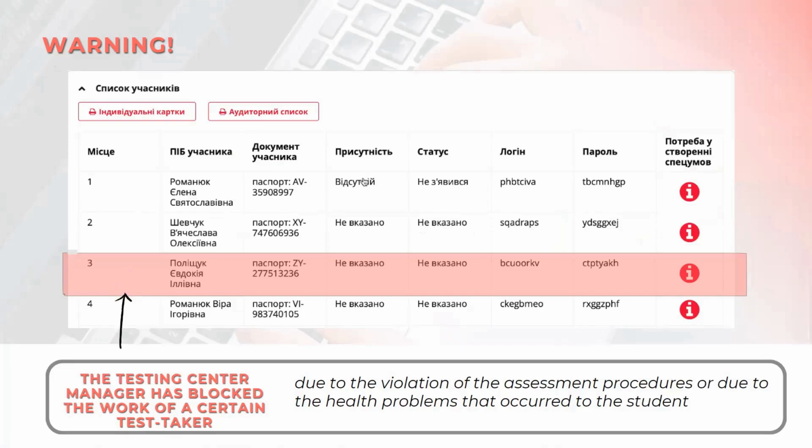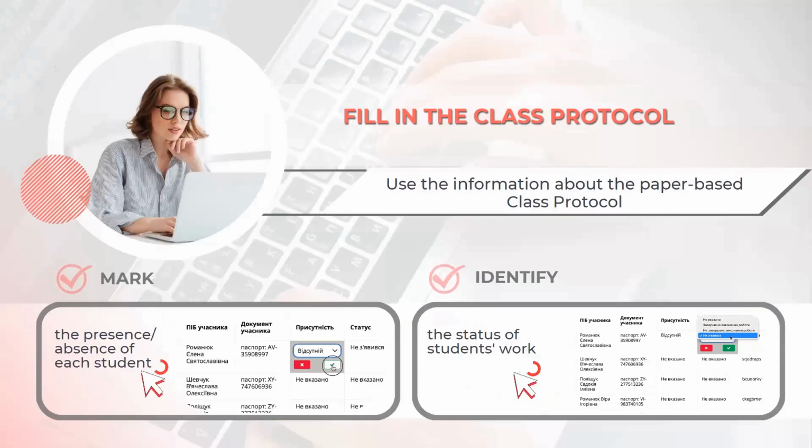After completing the assessment, fill in the electronic form of the class protocol, mark the presence or absence of each of the test takers, and set the appropriate status of their work performance. While filling in the form, use the information from the paper class report. Please indicate the presence or absence of each test taker in the column presence. The initial status not specified should be changed into absent or present.